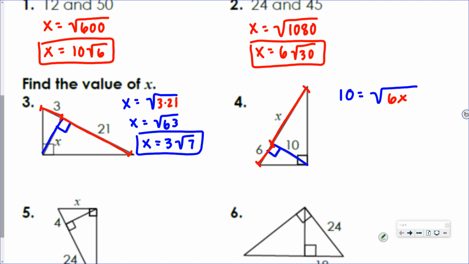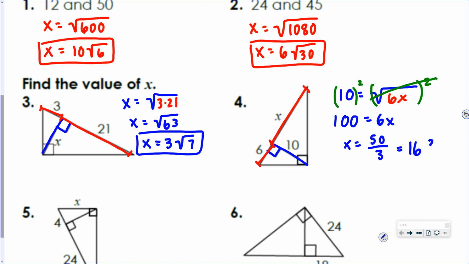Anyone remember what we do next? Square both sides. Good. Square both sides because that gets rid of that radical. They are inverse operations. They undo each other. 10 squared is 100. Here you just have 6x. So divide by 6. You can write it as 50/3. It's a repeating decimal, or 16 2/3, I think. Does that make sense? Yep. Okay, that's basically one of the big theorems we learned.